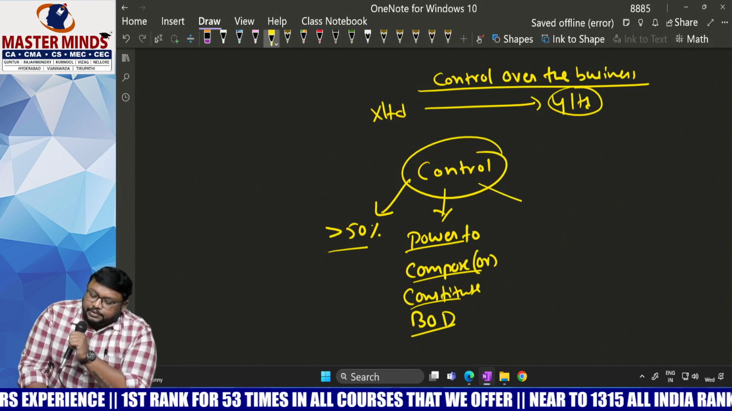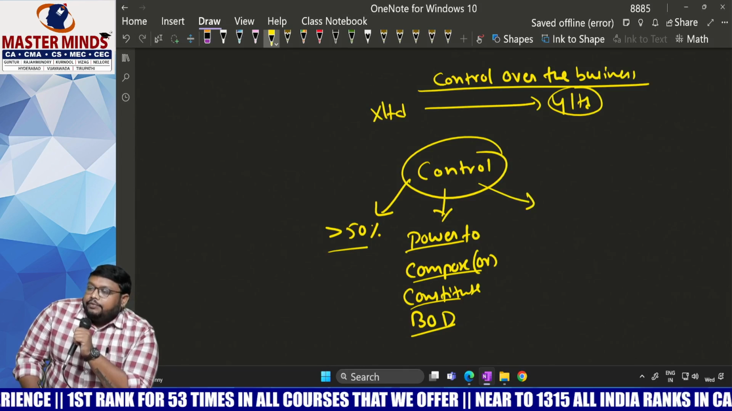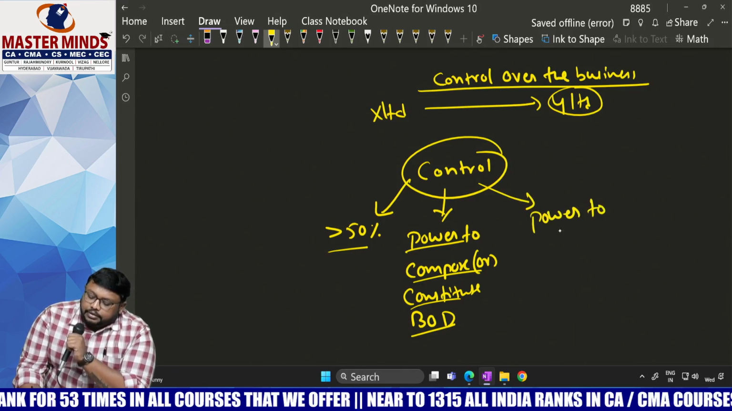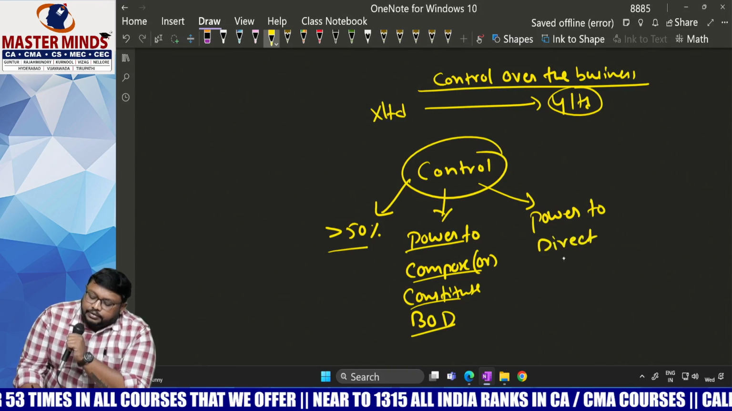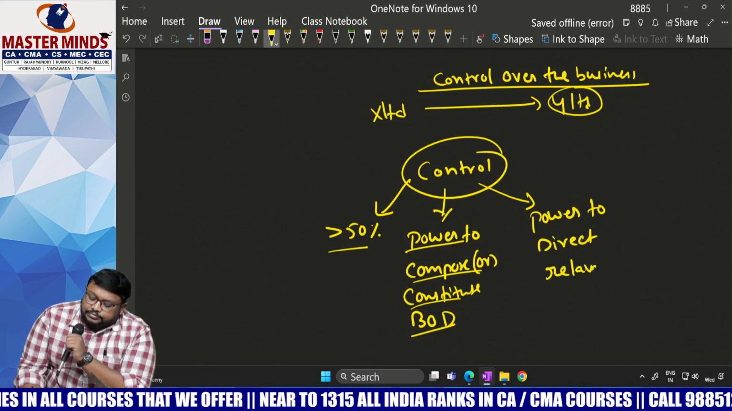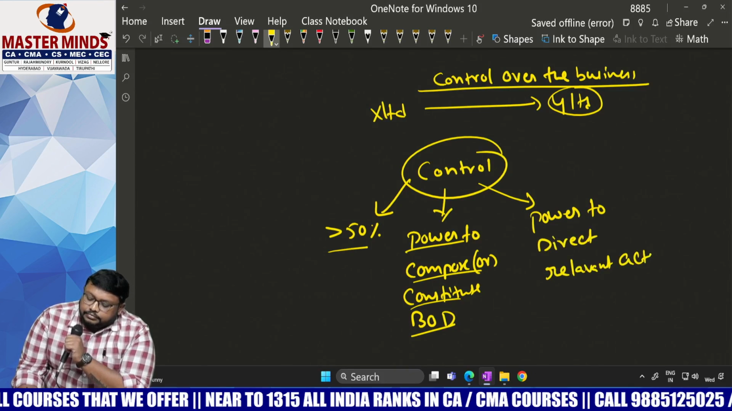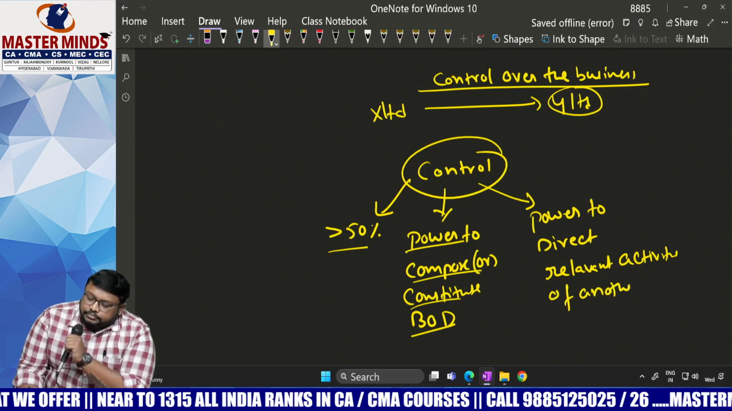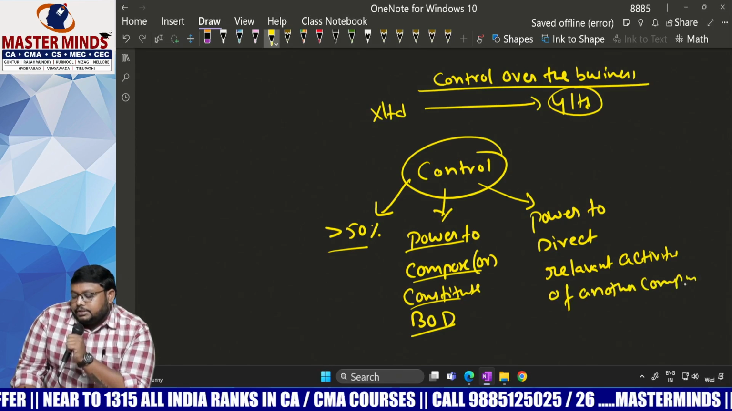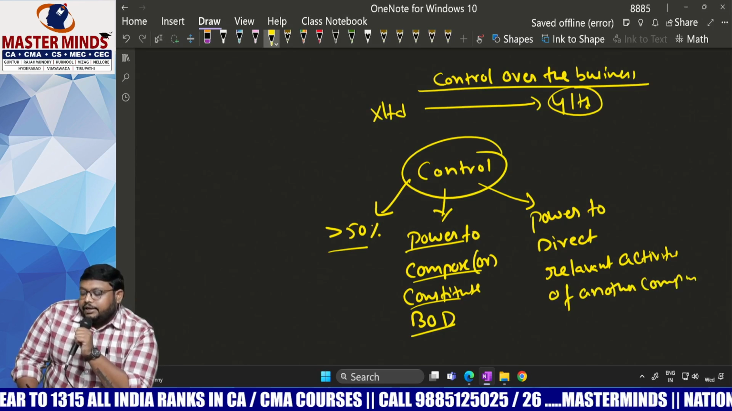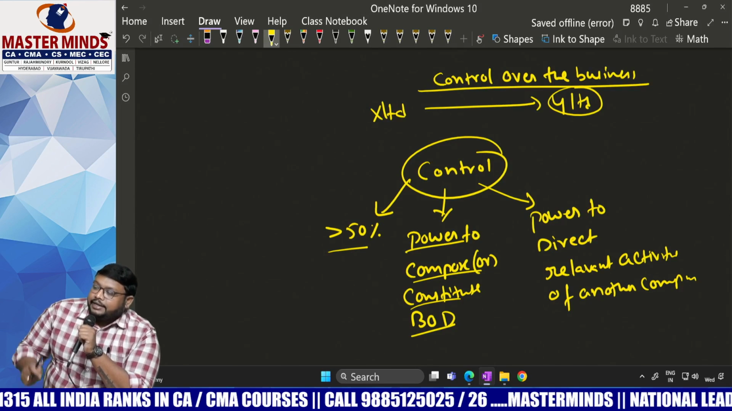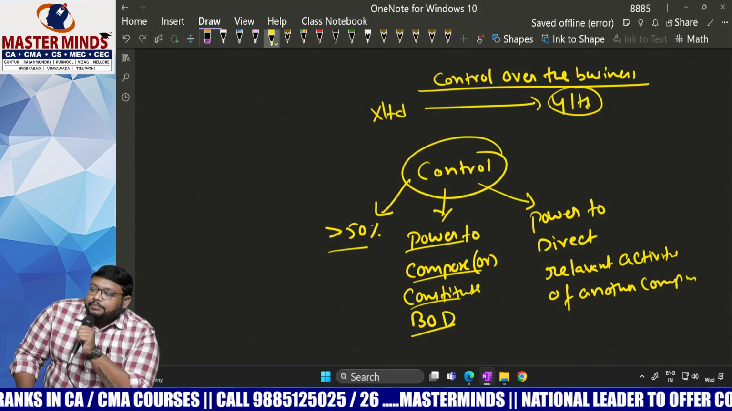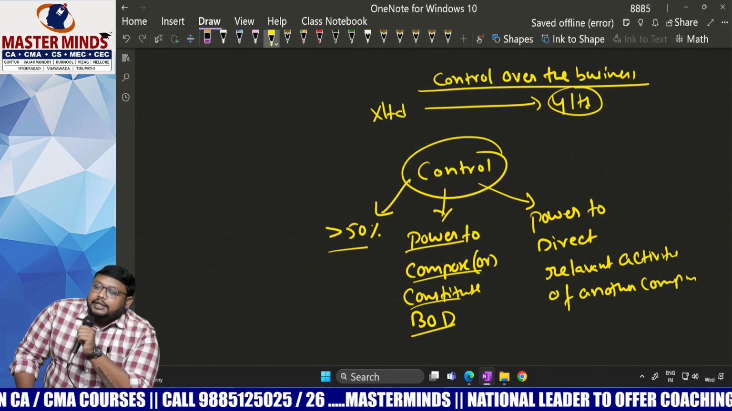And the third prospect, control we will get when we have the power to direct the relevant activities of another company. Having the power to direct relevant activities means revenue generating activities, operating activities. You are directing the operating activities of the company. In such conditions also, it is under your control.